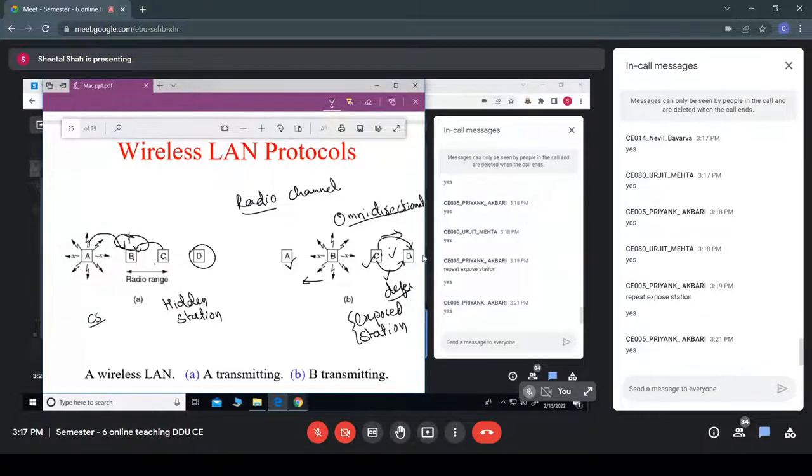So this type of problem is known as the exposed station problem, because B is exposed to C and C has to wait till B finishes the transmission. So that is nothing but the exposed station problem.